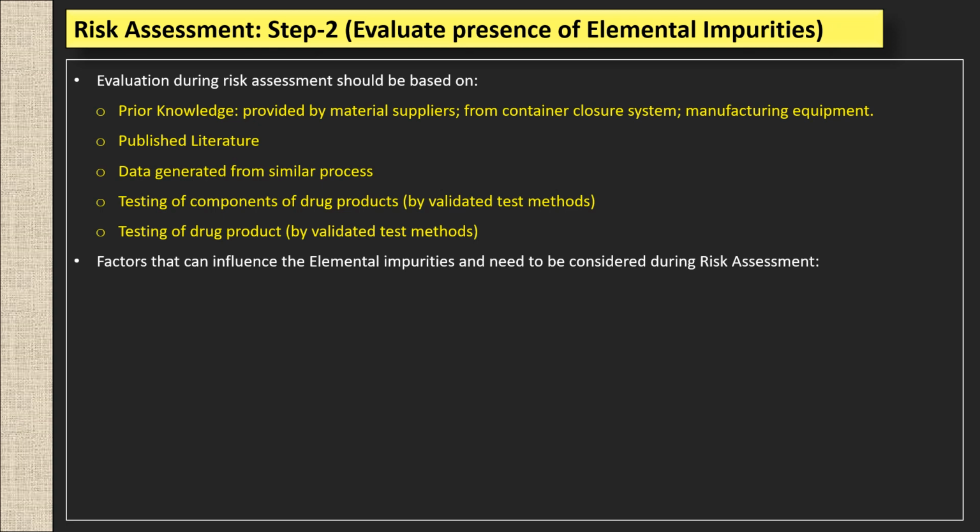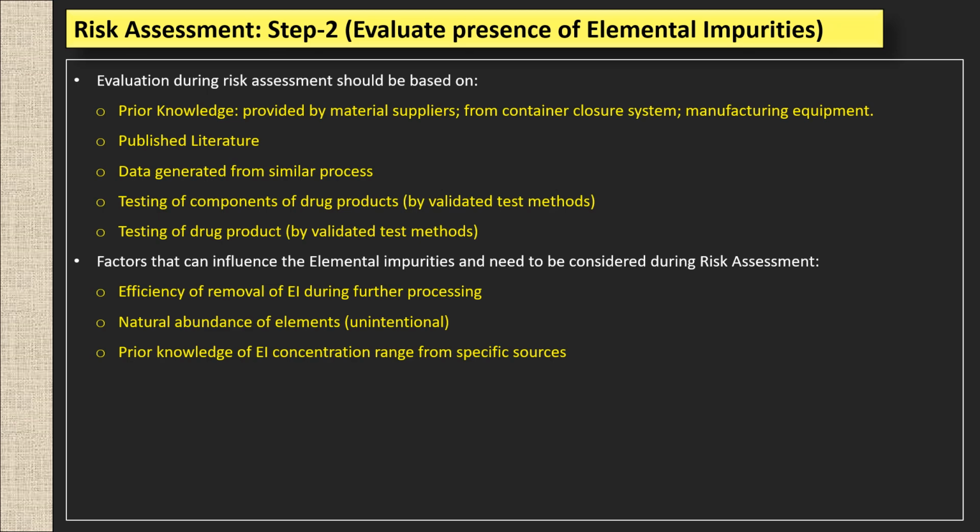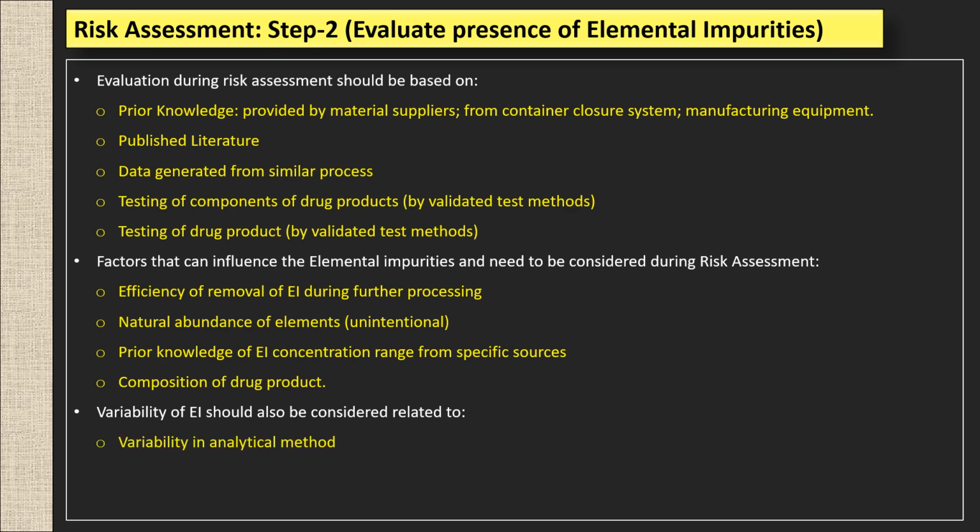The factors that can influence the elemental impurities and need to be considered during risk assessment include the efficiency of removal of these elemental impurities during further processing, the natural abundance of these elements when there is a chance of their unintentional inclusion, prior knowledge of the elemental impurity concentration range from specific sources, and the composition of the drug product. Variability of elemental impurity should also be considered, related to variability in the analytical method, variability in specific sources, and variability in the drug product.